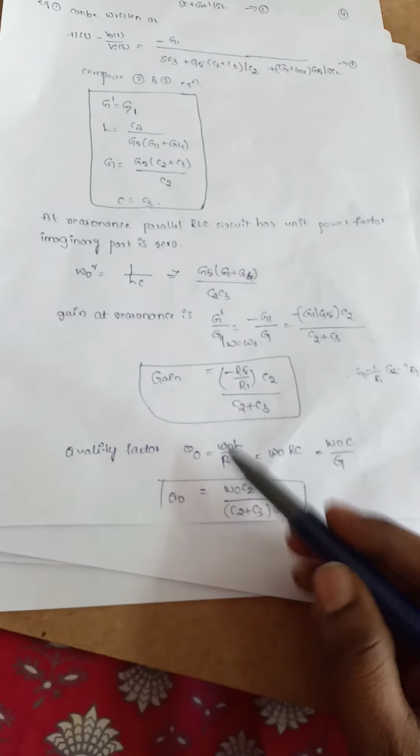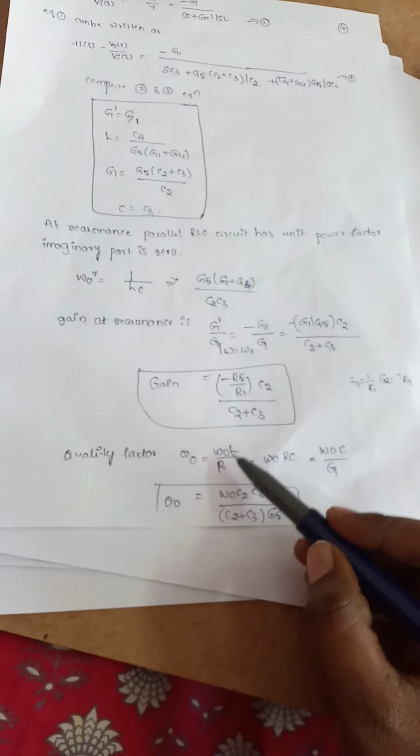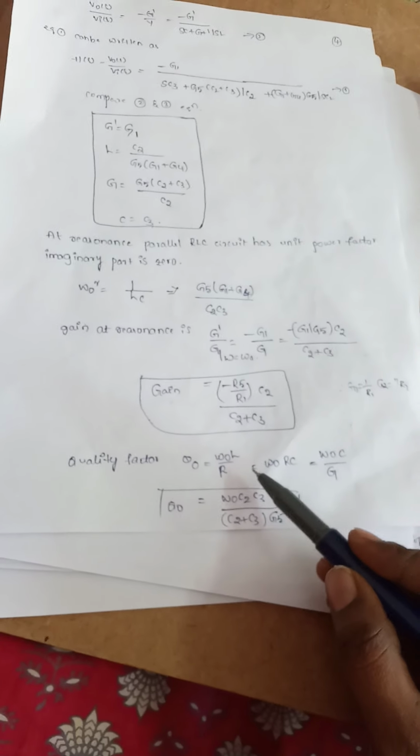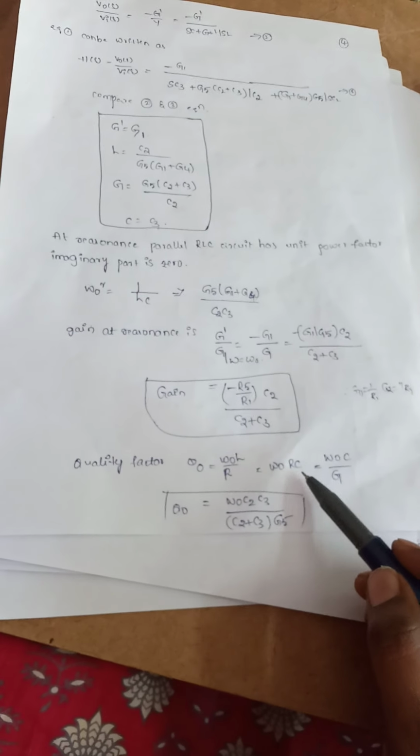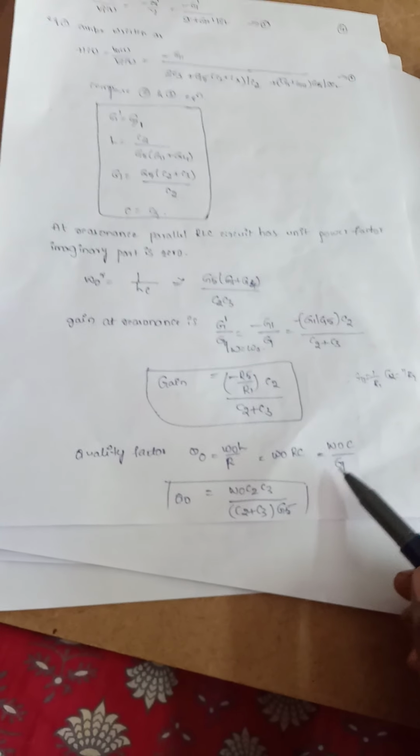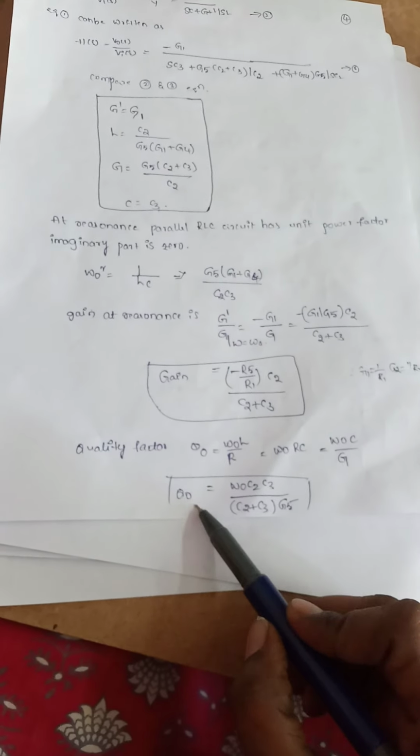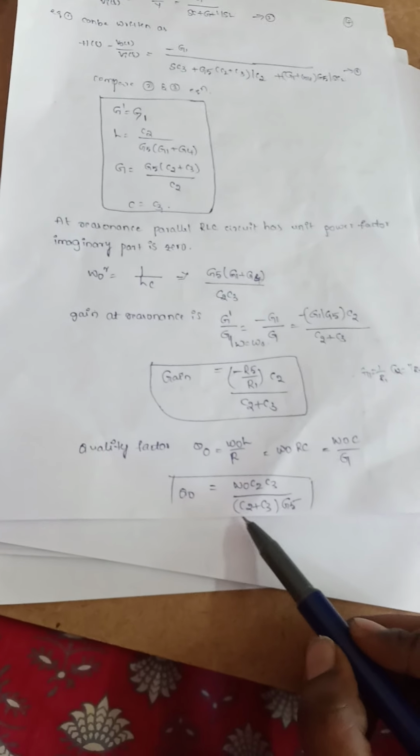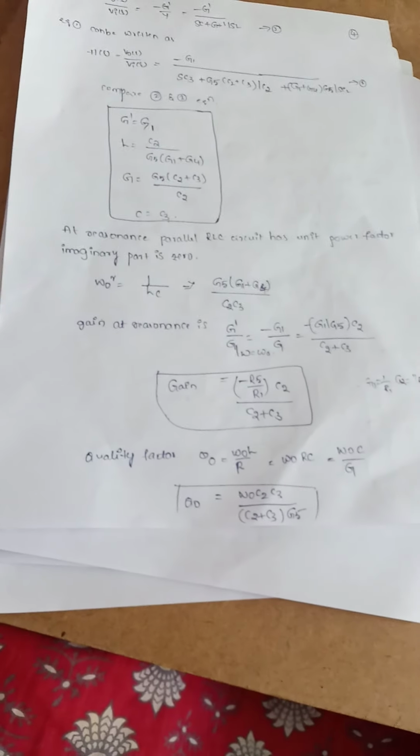And quality factor is equal to, the formula, omega naught L by R, omega naught into RC. Here R is equal to 1 by G. So omega naught C by G. From that, quality factor Q naught is equal to omega naught C2 C3 by C2 plus C3 into G5.